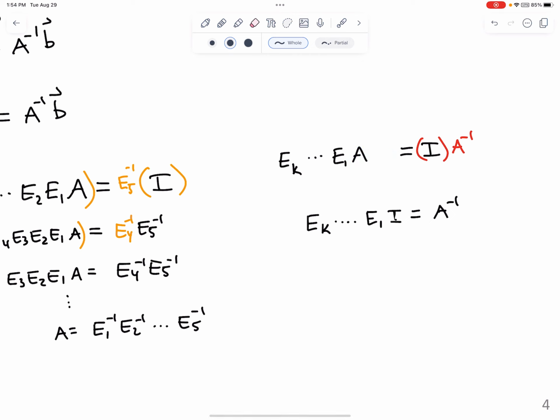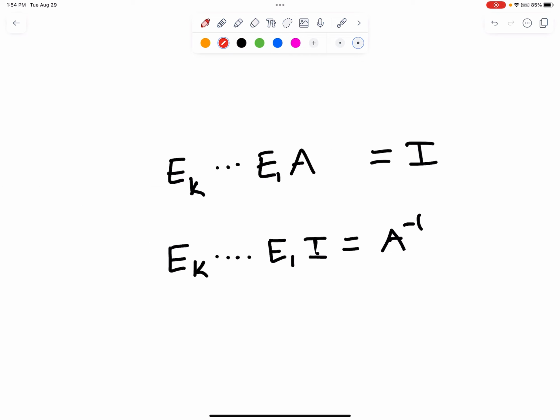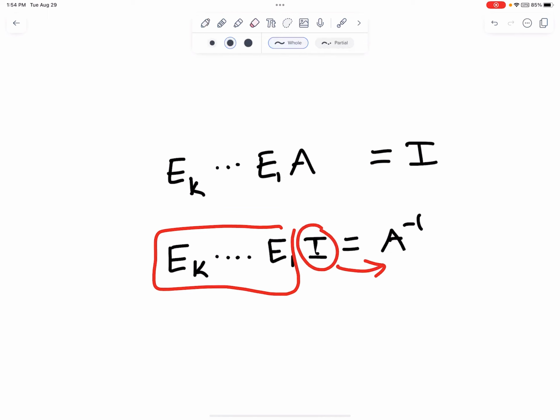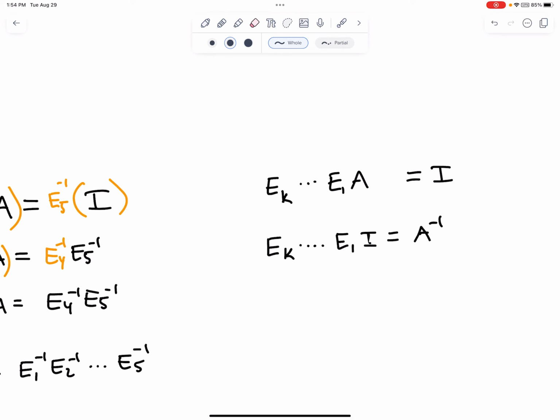Okay, now keep in mind what we started with. Let me get rid of all the red. We can see from this statement that if I start with the matrix A and do a bunch of row operations, that will produce the identity matrix. If I do those same row operations but to the identity matrix, that will produce the inverse of A. It's this reasoning that allows us to construct the following method for finding an inverse.